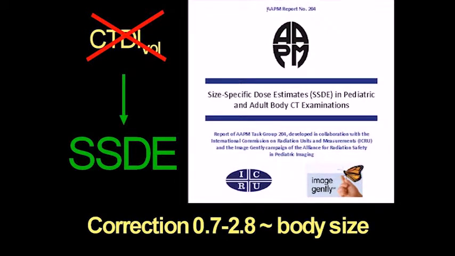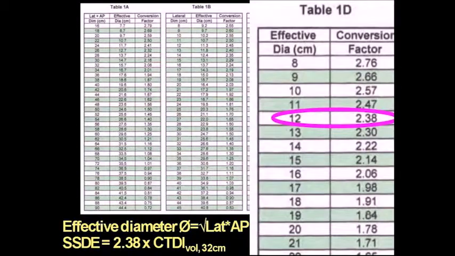But then we realized that this volume CTDI is not a good application of patient dose, thanks to the efforts of the physicists who published the size-specific dose estimate measure as a better estimate of patient dose. And we learned that we had to use correction factors that are individualized based on the diameter of the patient. So here are the tables that we have seen before, and for a patient who has an effective diameter, which is calculated by the square root of the lateral times the AP, we had to apply this correction factor of the CTDI volume times 2.4 in order to get a better estimate of the patient dose.